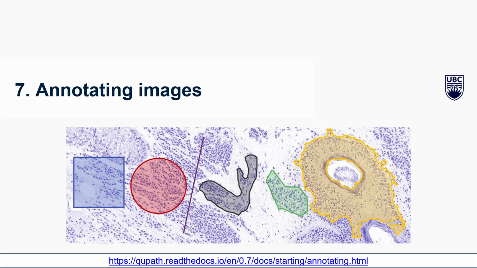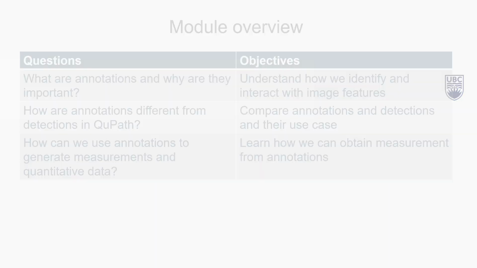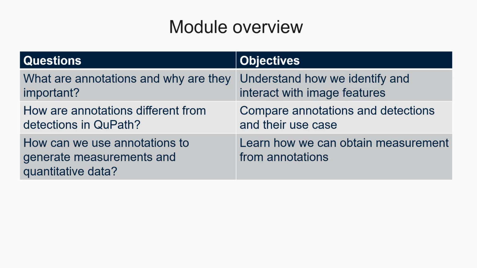In this module, we'll explore the annotation tools available in QuPath, discuss the differences between annotations and detections, and learn how annotations can be used to generate quantitative measurements. We'll focus on three key questions. First, what are annotations and why are they important? Second, how are annotations different from detections in QuPath? And third, how can we use annotations to generate measurements and quantitative data?